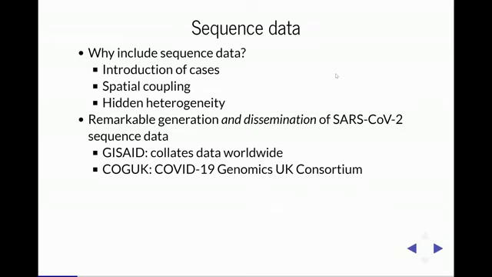And there's been a remarkable generation, as well as dissemination, of sequence data from SARS coronavirus 2. GISAID, which is an initiative that was set up to share influenza data, has been collating both metadata and sequence data on coronavirus from around the world. And then there's been an amazingly active collaboration within the UK, with multiple centres doing sequencing and bioinformatics.